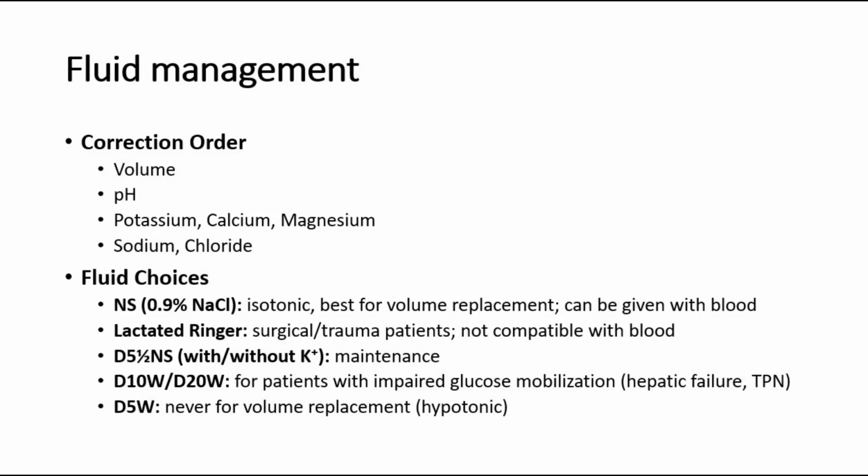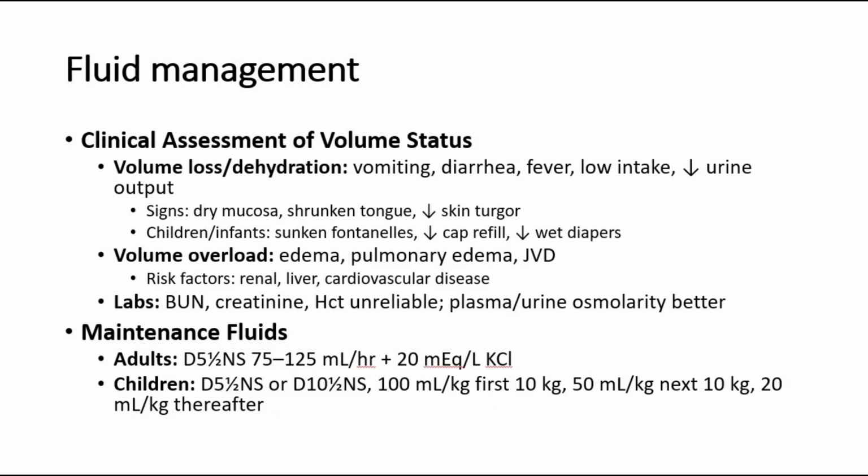Assessment of a patient's volume status is primarily clinical. A history of vomiting, diarrhea, fever, decreased fluid intake, chronic disease, altered consciousness, or reduced urine output suggests volume loss or dehydration. Physical signs include dry mucosa, a shrunken tongue, and decreased skin turgor. In infants and children, sunken fontanelles, delayed capillary refill, lack of tears, and decreased wet diapers are indicative. Severe cases may present with lethargy or coma, suggesting significant comorbid conditions.